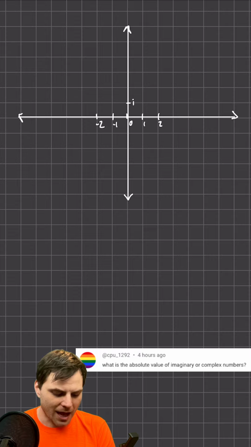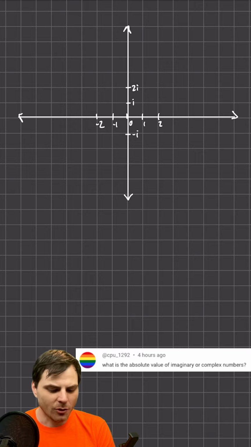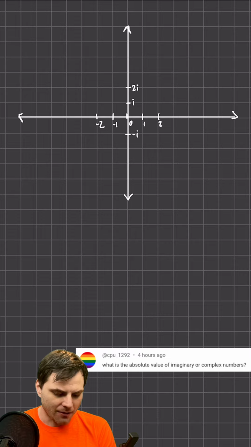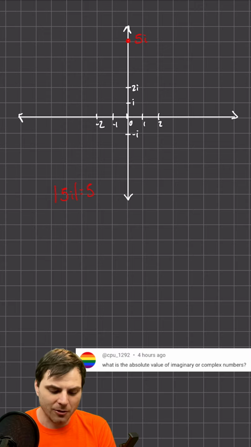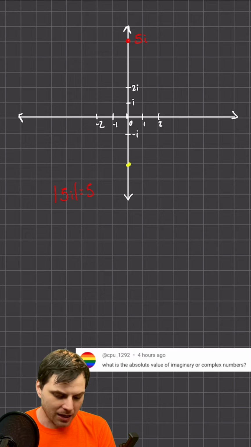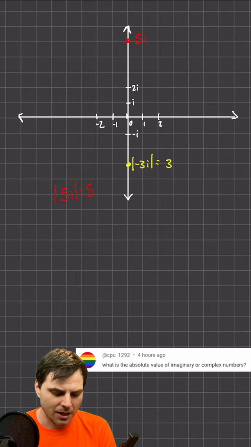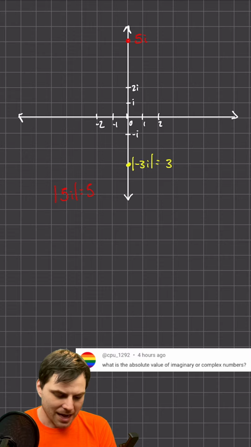So here we have i, and here we have 2i, or negative i. If we were at the point of, let's say, 5i, well, the absolute value of 5i is 5 because it is still just 5 units from 0. Or if we had negative 3i, the absolute value of negative 3i is 3 because it's 3 units from 0.